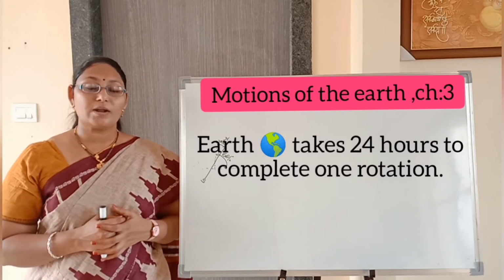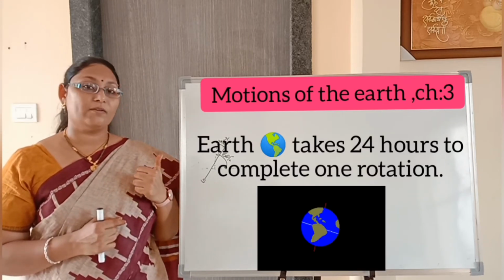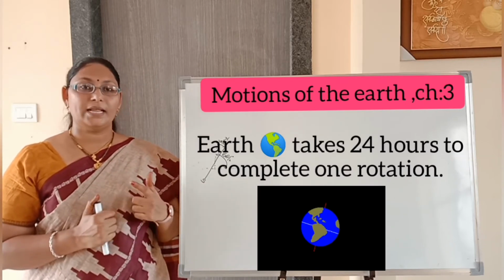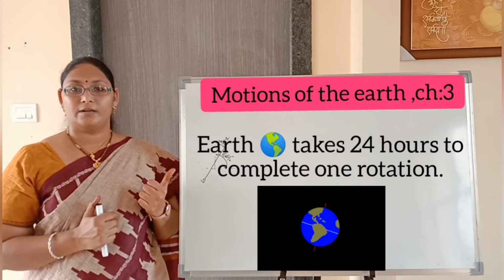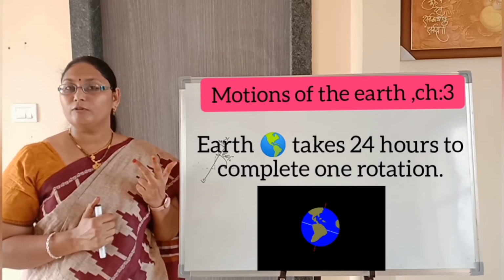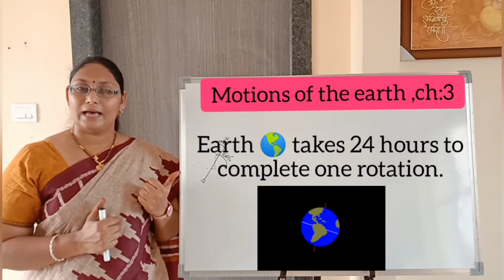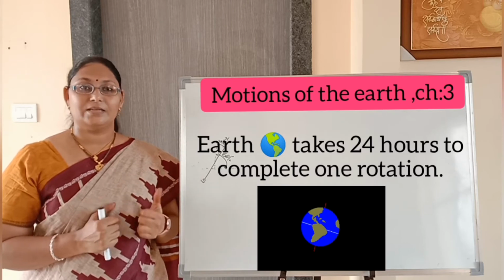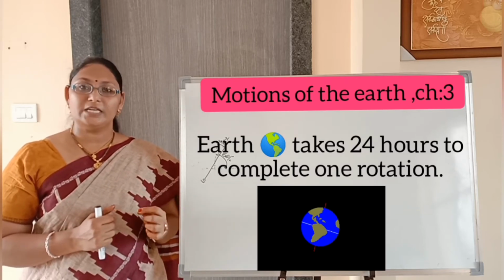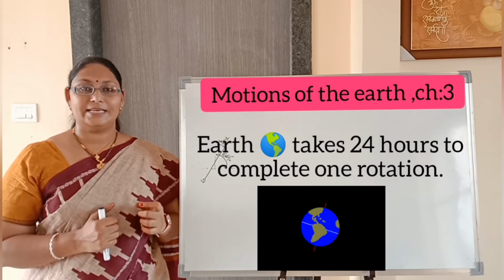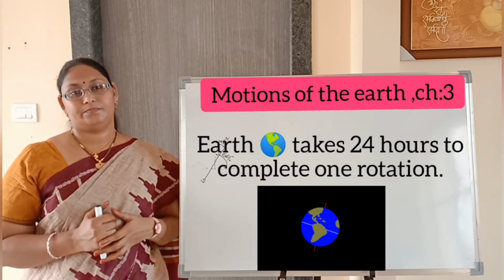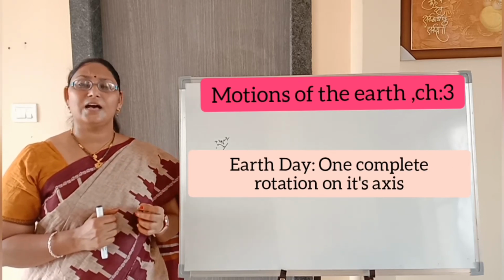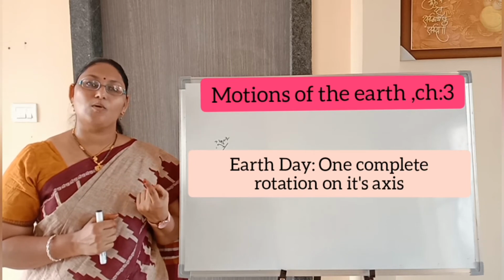So, in this 24 hours, one full day and one full night we will experience. This one day rotation, or the combination of a full day and full night, is called an Earth Day. So, what does Earth Day mean? The complete rotation of the Earth on its axis is called an Earth Day. Earth Day here does not mean a celebration. It is a complete rotation of the Earth on its own axis.